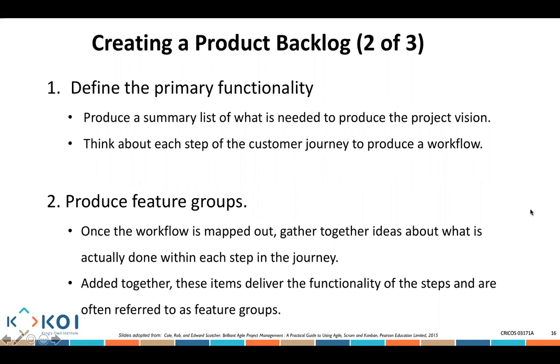So ladies and gentlemen, we spoke about the product backlog. What we're trying to do is first define the primary functionality. So it's about producing a summary list of what is needed to produce the actual project vision. So that's the summary of the main things we need to deliver the project vision. Think about not simply the main things we want to deliver, but also think about each step of the customer journey to produce a workflow.